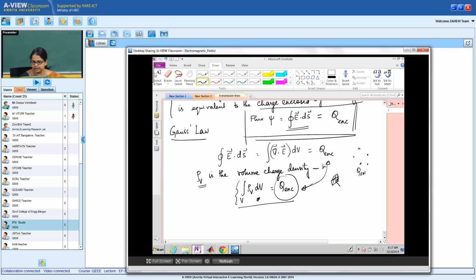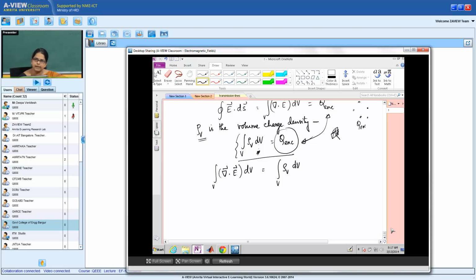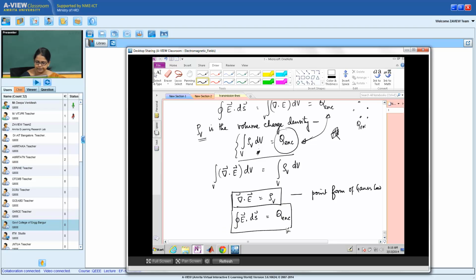I substitute this here. Remember, the left hand side is a volume integral of del dot E, divergence E dV, which equals the volume integral of rho v dV. Now if I operate both the left hand side and the right hand side over the same volume, I can get rid of this integration and say del dot E is rho v. This is the point form of Gauss law. We had an integral form written earlier, which said the closed surface integral of E dot ds is equal to the charge enclosed. This is the integral form.